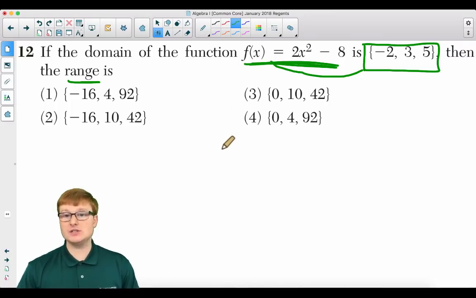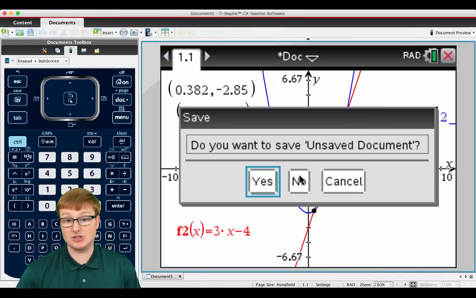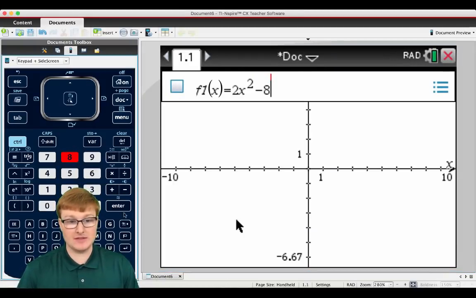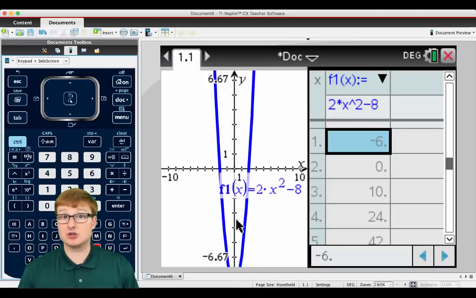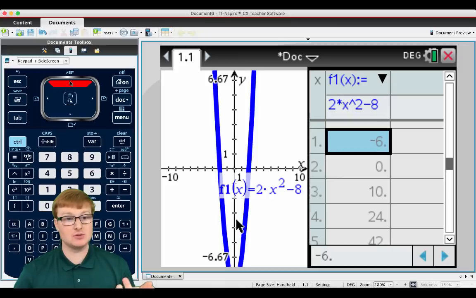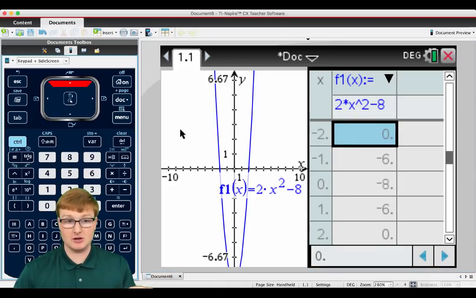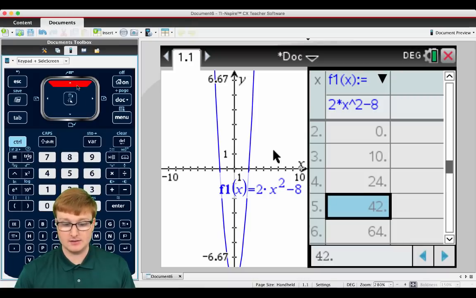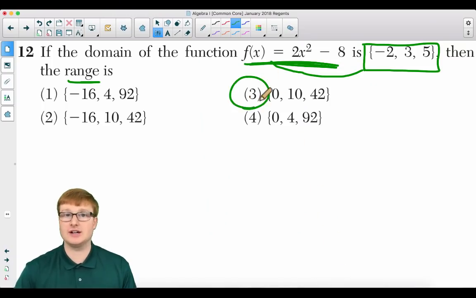Now, would I do this by hand? Yeah, probably. You could also use your calculator. You could go ahead and graph 2x squared minus 8, and it will just do the same thing for you. So when you plug that in, and you click on your table of values, Control-T, go down to negative 2, 3, and 5, and see what those answers are. Negative 2 is 0, 3 is 10, and 5 is 42. So your answers are 0, 10, and 42. Your answer is choice 3.